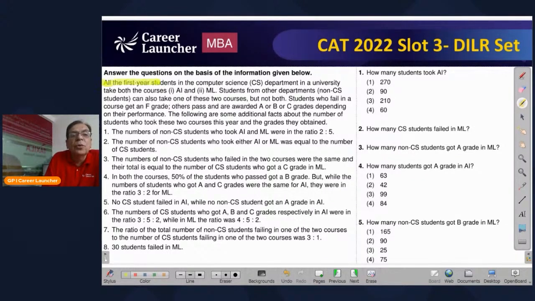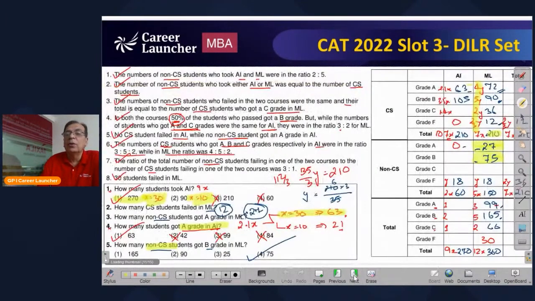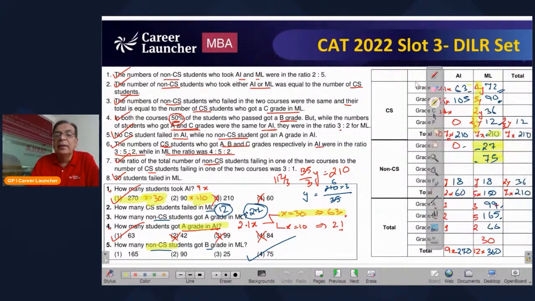All first year students in computer science department in the university take both AI and ML courses. Right, Shreyansh? All students of computer science have to take both AI and ML. So these are not 420 students. These 210 students have taken AI and these 210 students have taken ML as well. So 210 students have taken 2 courses. It is not 420 students who have taken 1 course each. I hope this helps you understand the importance.